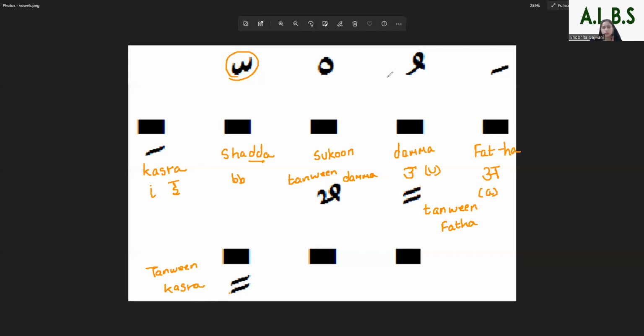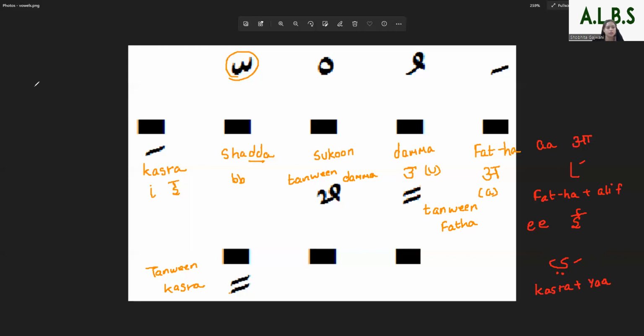Now I'm going to give you a brief description of long vowels. To form double A, or A, we use fatha plus alif. This you can write down. Next is the double E sound, or you can say badi E se imli sound. This is formed by kasra with ya. Kasra plus ya.